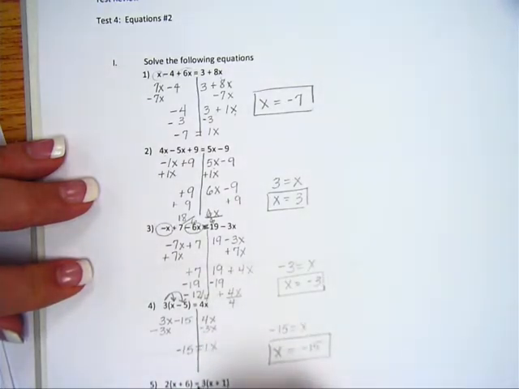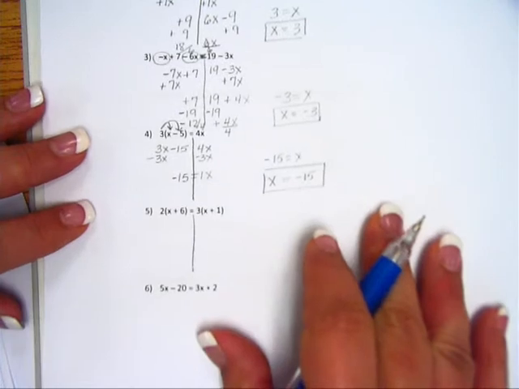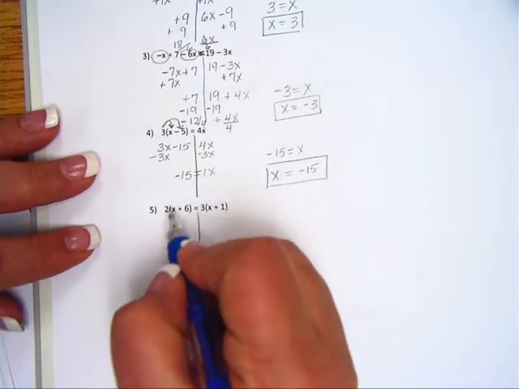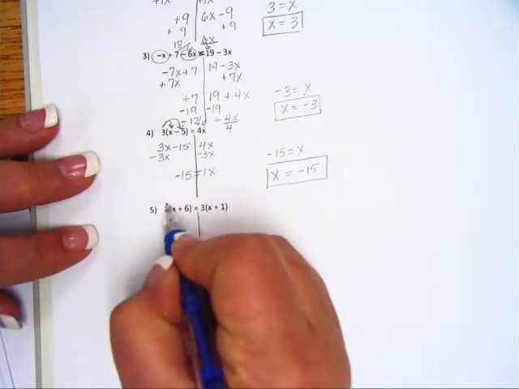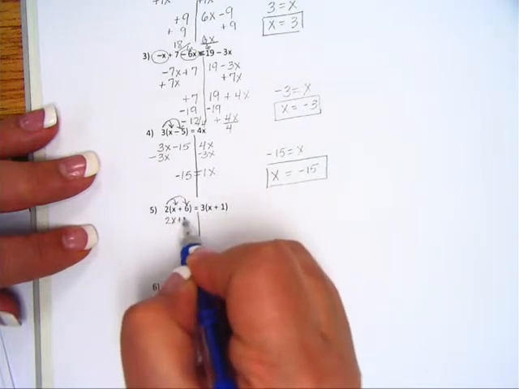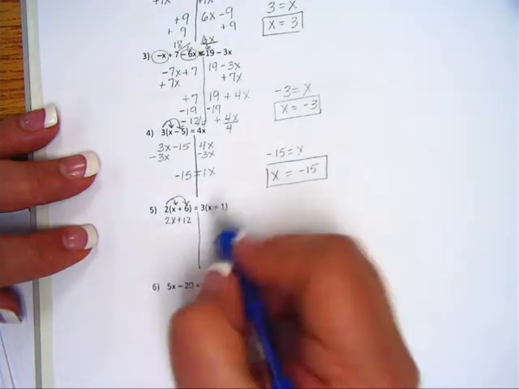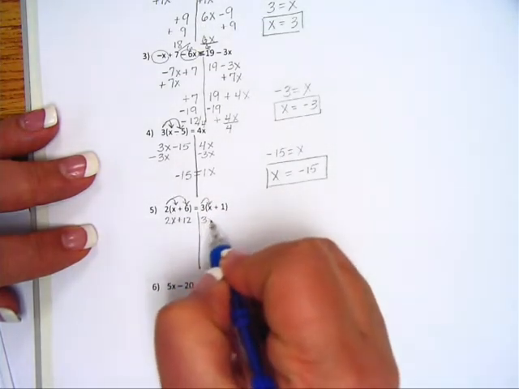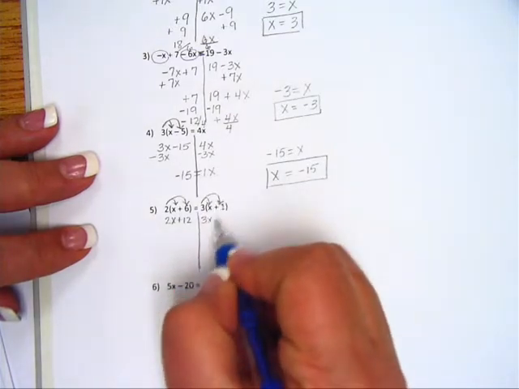Okay, number 5. This has distribution that needs to be done on both sides of the equation in both expressions in order to clear both sets of parentheses and get us ready to solve the equation. So we're going to take this one step at a time. And to clear our parentheses, we multiply. So 2 times x is 2x. 2 times 6 is a positive 12. 3 times x is a positive 3x. 3 times a positive 1 is positive 3.